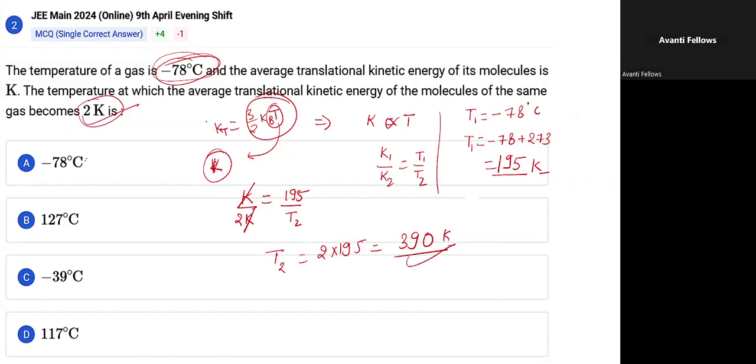But this temperature is given in Kelvin, and the answer is mentioned on the Celsius scale. So you have to convert it again into Celsius by subtracting 273 from it. 390 minus 273: 10 minus 3 is 7, here it will become 8, 8 minus 7 is 1. So it is 117, and only in this option D is correct.